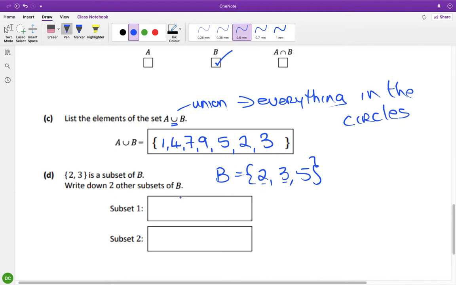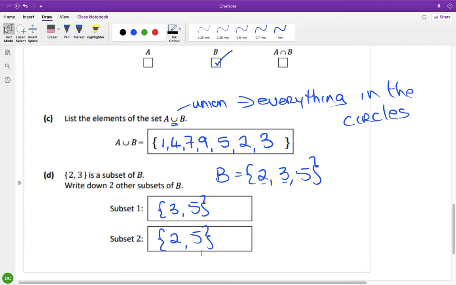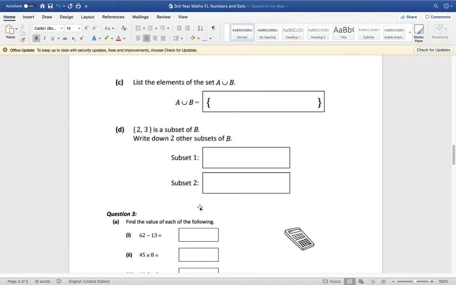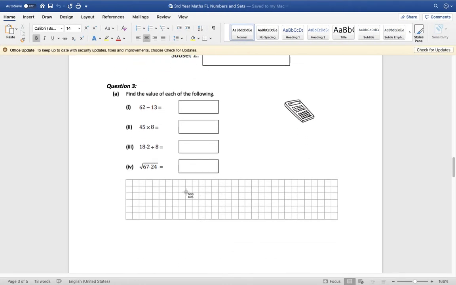So write down 2 other subsets. Okay, so another one would be 3 and 5. They're there. And another one would be 2 and 5. Okay, so you just use the elements in the set to make up subsets. All right, question 3, we're back to numbers.